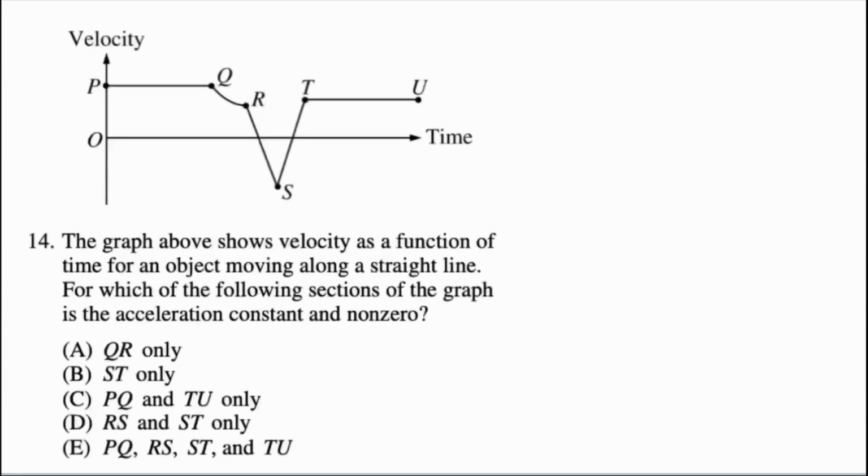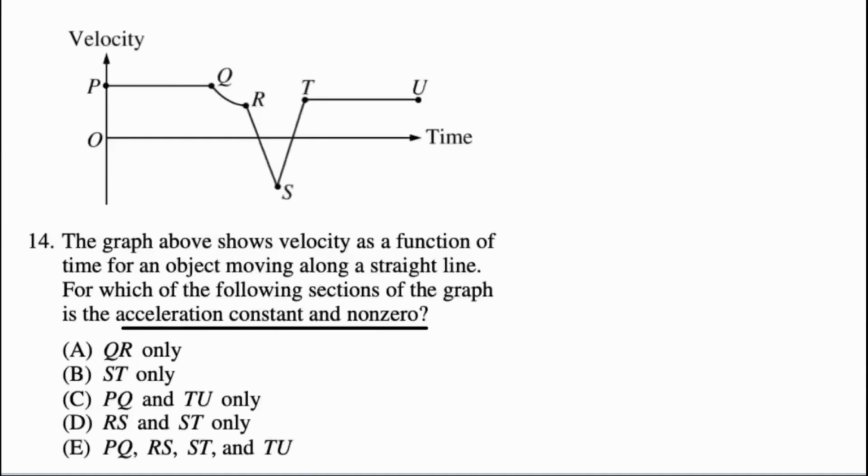Cool. So now let's move on to number 14. We have a graph above that shows velocity as a function of time for an object moving along a straight line. So for which of the following sections of the graph is the acceleration constant and non-zero? So I'm actually just gonna underline this as our motive. So we don't want the acceleration to be zero.